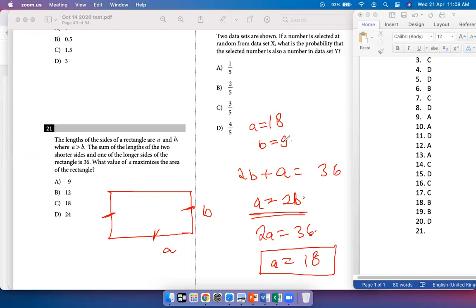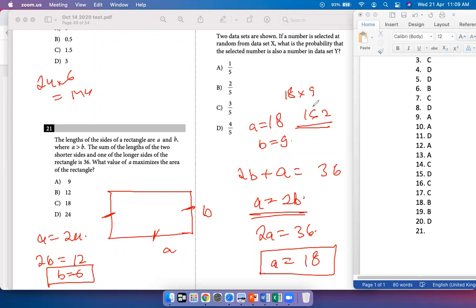Actually, let's work with options. So what about 24? If A is 24, then 2B is 12. So B is 6, right? 6 and 6 twos are 12. 24 and 12, yeah, 36. So what is 24 into 6? 24 into 6 is 144. And what is 18 into 9? 162. Right, so no, you do get it higher when A is 18.